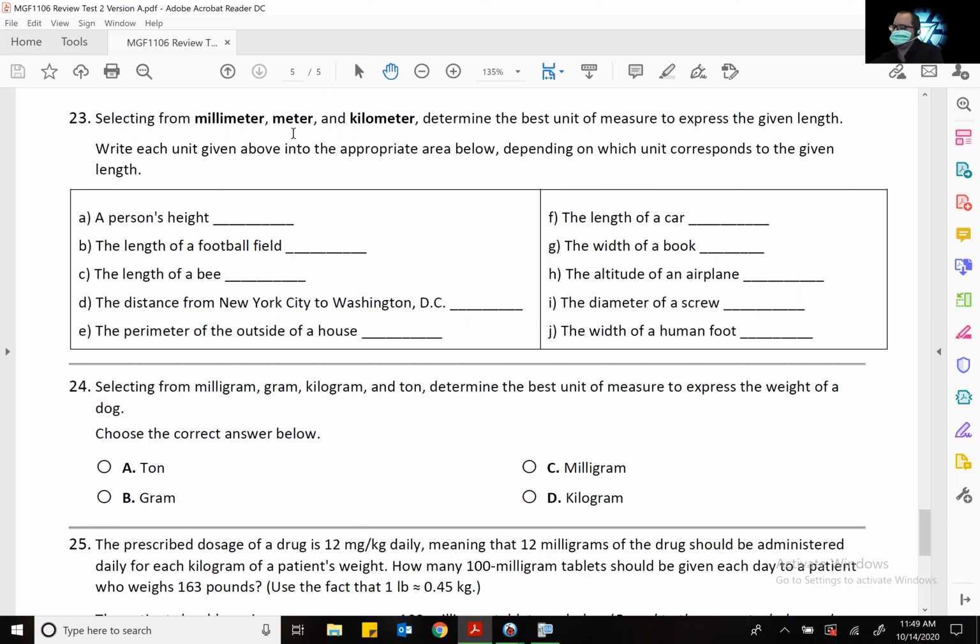The length of a car would be in meters. And the width of a book would be in millimeters. And the altitude of the airplane would be in kilometers. And diameter of a screw would be millimeters. And the width of the human foot would be in millimeters. You got it. Very good. So all this is on the exam, it's a drag and drop type scenario.